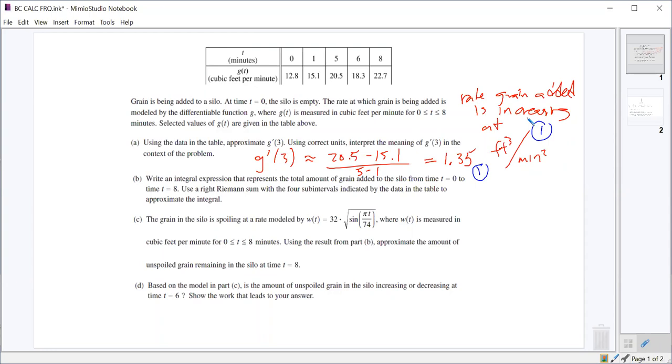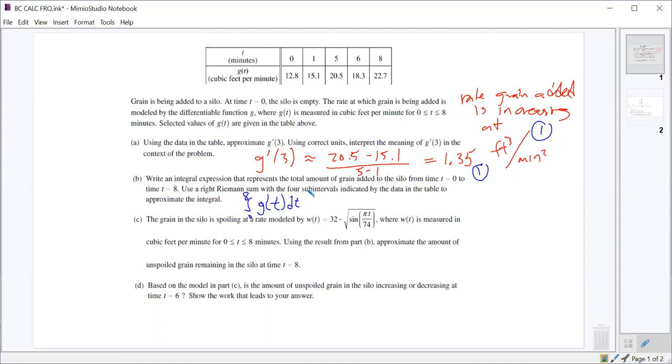All right. Part B, we want to write an integral expression to represent the total amount of grain added to the silo. Well, the total amount of grain added to the silo ought to just be an integral of the rate at which it's being added from 0 to 8. So the integral from 0 to 8 of g of t dt. Good or no? That was easy. Got that now?